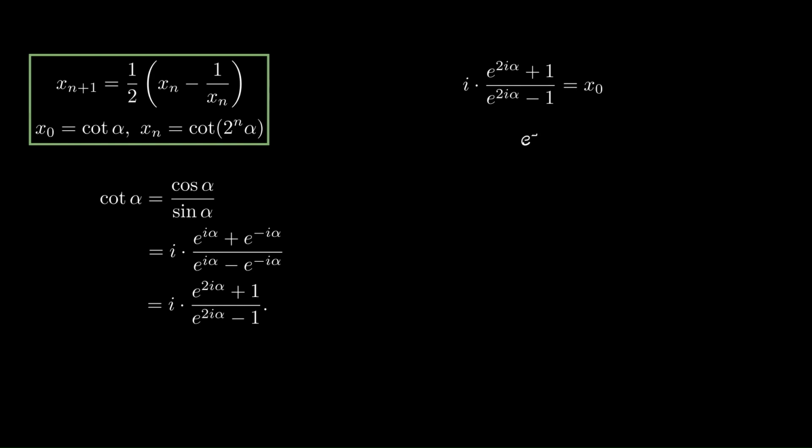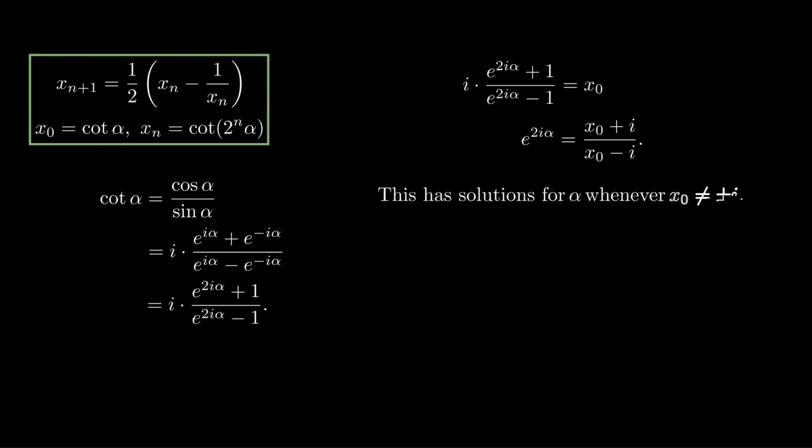When we do that, we get e^(2iα) = (x0 + i)/(x0 − i). This won't quite work if x0 is i or −i, but aside from those values, the fraction on the right is non-zero and well-defined, so we can find a corresponding value of α.